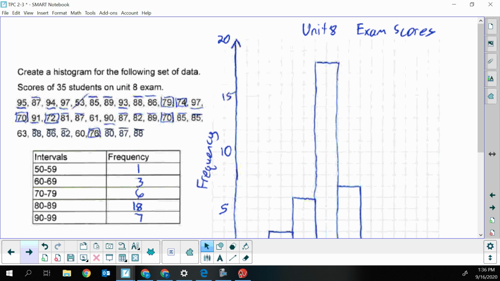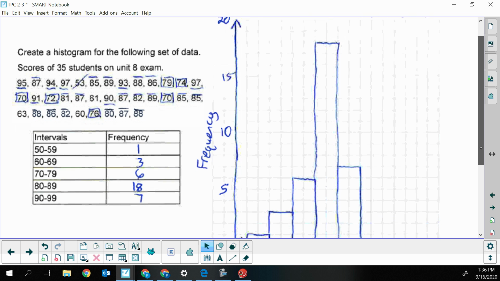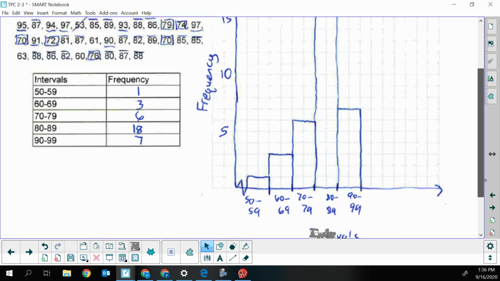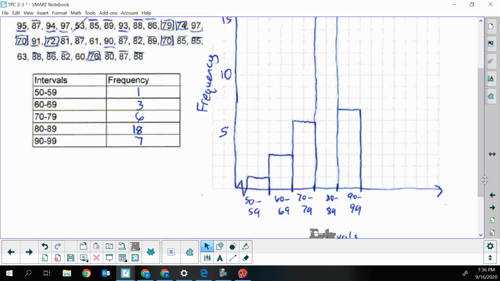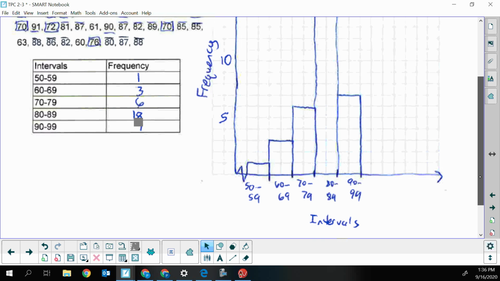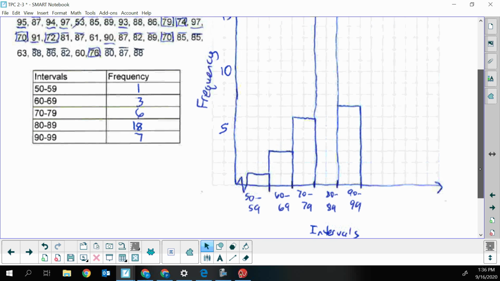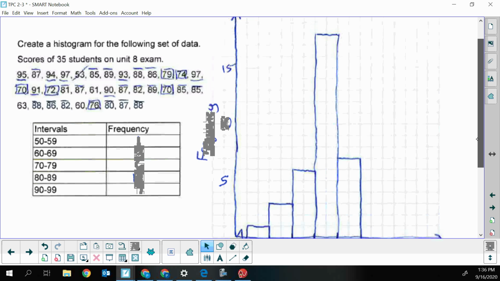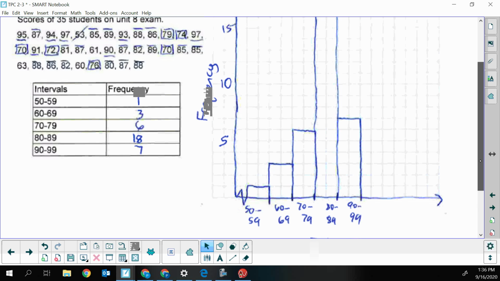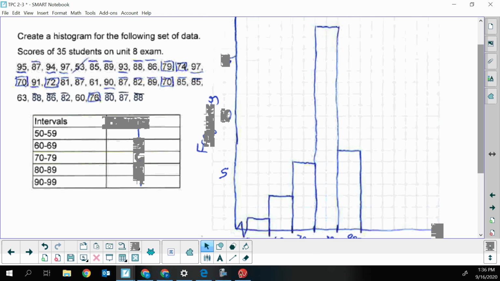Tally up your frequency for each of them, and then draw your histograms, your intervals. We had a squiggly because we didn't start at 0, 50 to 59, 60 to 69, and so on. You should not have any gaps in between your bars. And then make sure you have frequency and intervals labeled on your axis.